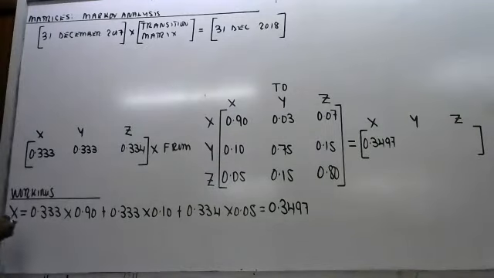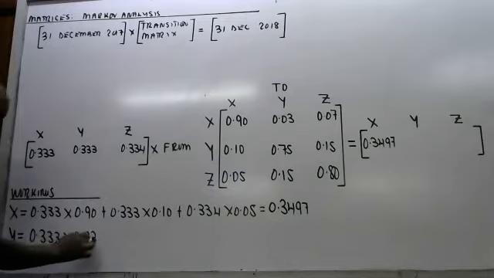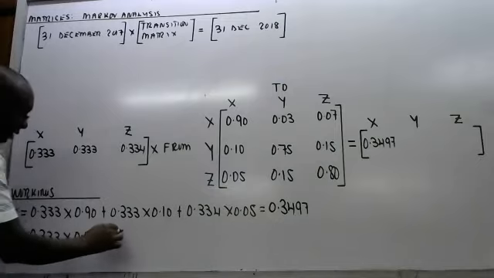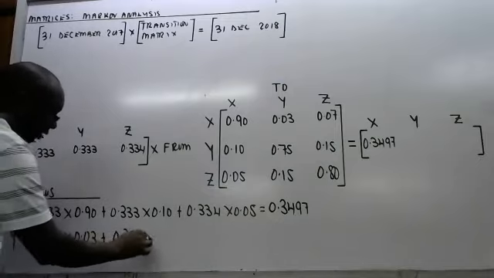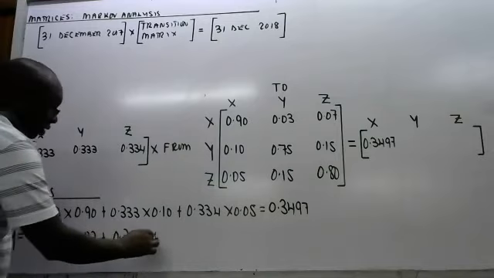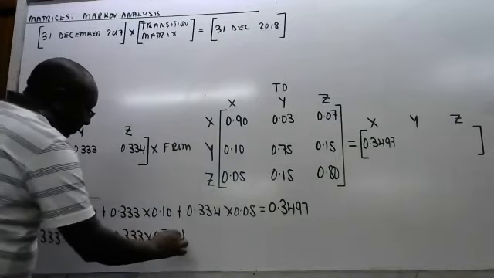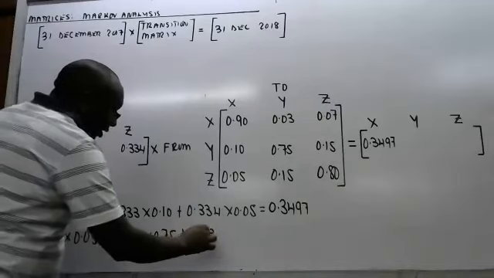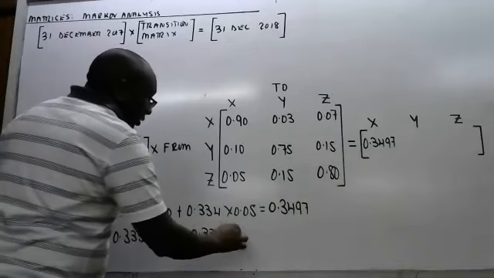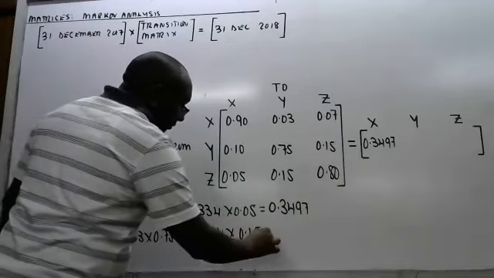We go now to Y. Y, you do the same thing: 0.333 times 0.03 plus 0.333 times 0.75 plus 0.334 times 0.15.